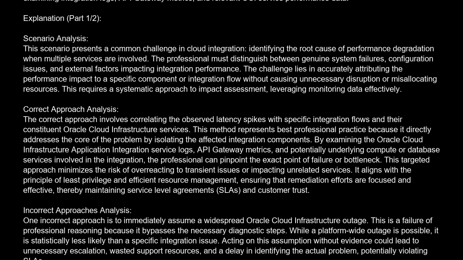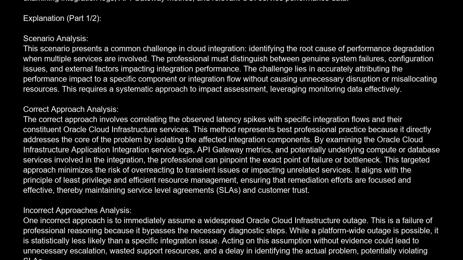Correct approach analysis. The correct approach involves correlating the observed latency spikes with specific integration flows and their constituent Oracle Cloud Infrastructure services. This method represents best professional practice because it directly addresses the core of the problem by isolating the affected integration components. By examining the Oracle Cloud Infrastructure Application Integration Service logs, API gateway metrics, and potentially underlying compute or database services involved in the integration, the professional can pinpoint the exact point of failure or bottleneck.